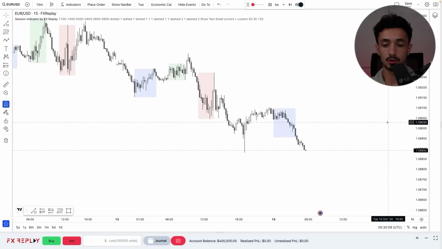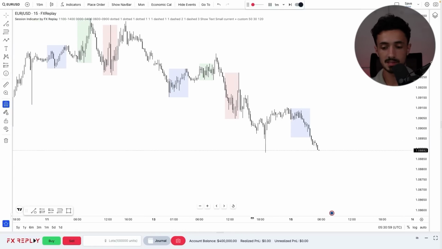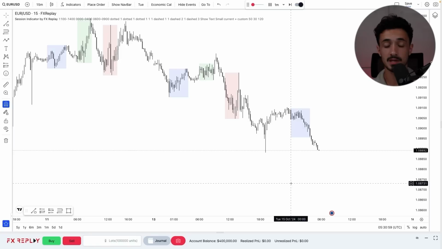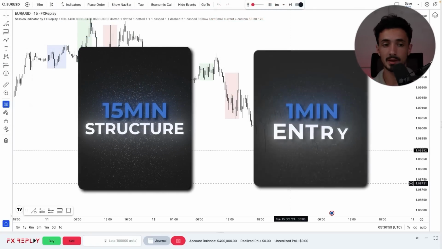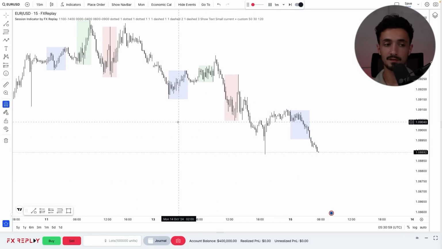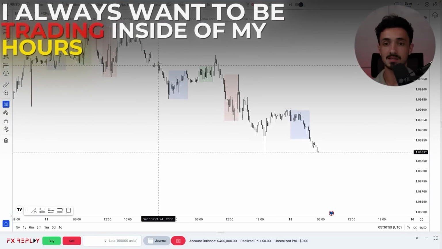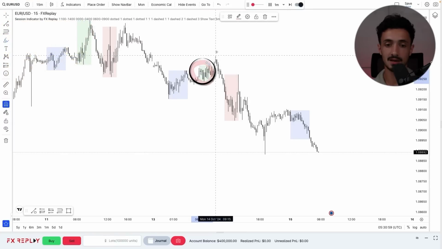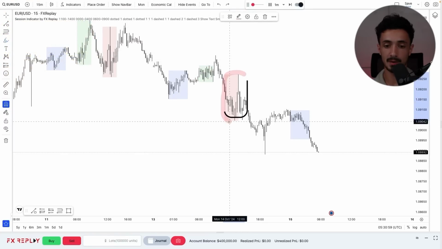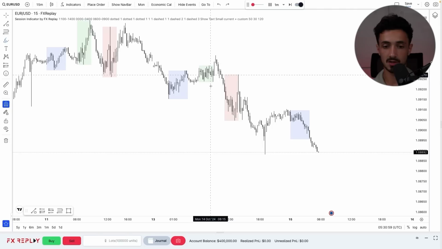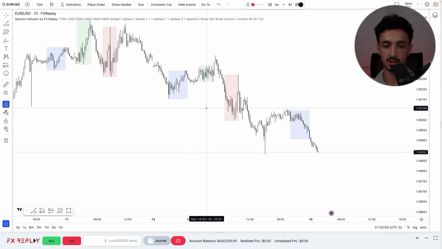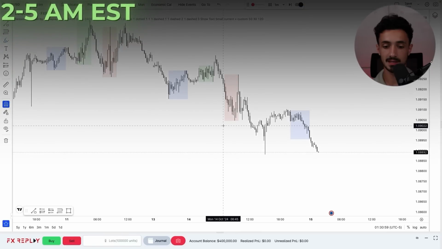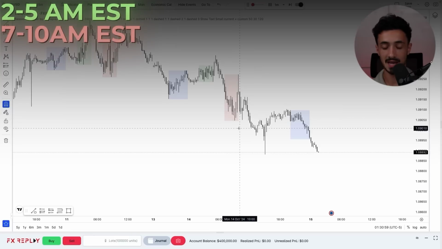Cool. So here we are, Euro USD, 15-minute time frame. So the system, at least for me and how I use it, is primarily just 15-minute and 1-minute. That's it. 15-minute time frame for my structure, 1-minute time frame for my entry. So very simple. Now, the first and most important thing is I always want to be trading inside of my hours, right? So I have my London session here in green and I have my New York session here in orange, and I am New York time, so it is 2 till 5 a.m. EST and then 7 till 10 a.m. EST for my New York.